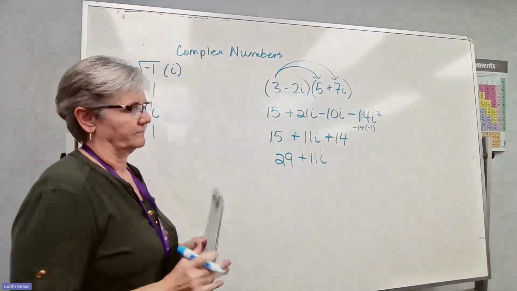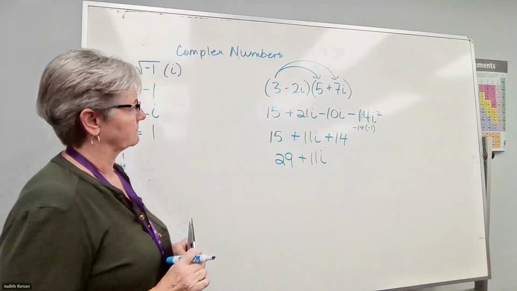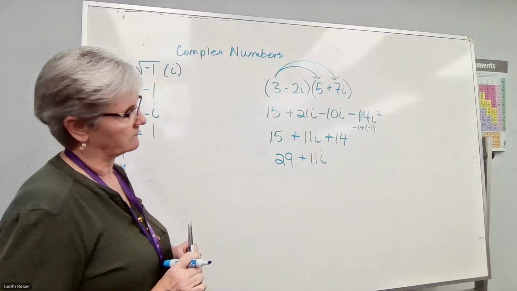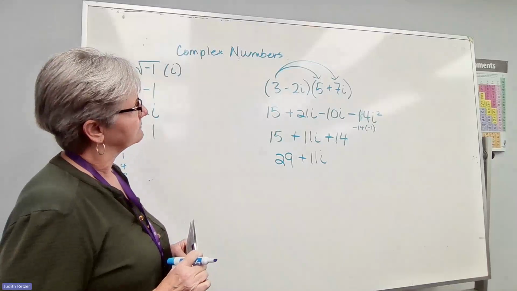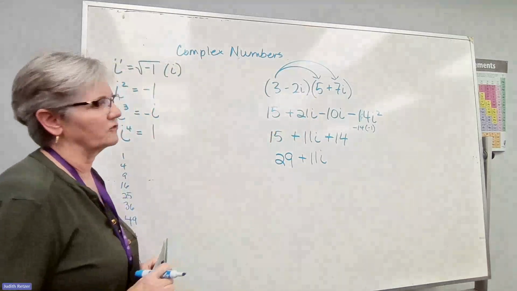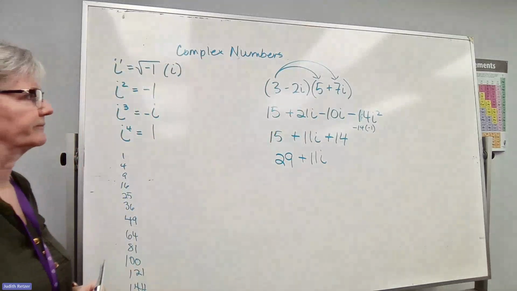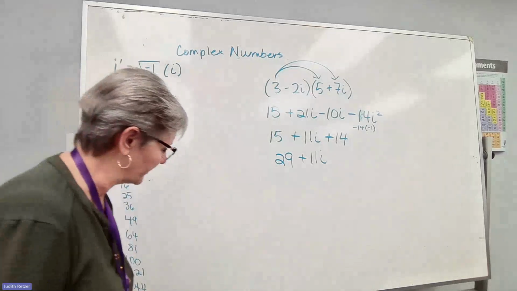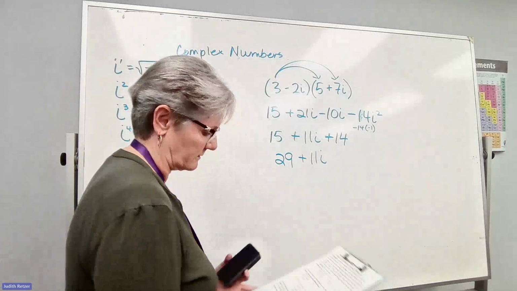Why didn't you add them too? What do you mean? Why didn't you add the 3 and the 5 and -2i and the 7? There's no symbol in between. When there's no symbol in between, it's a multiplication. It would have to have a plus or a minus sign to do that.